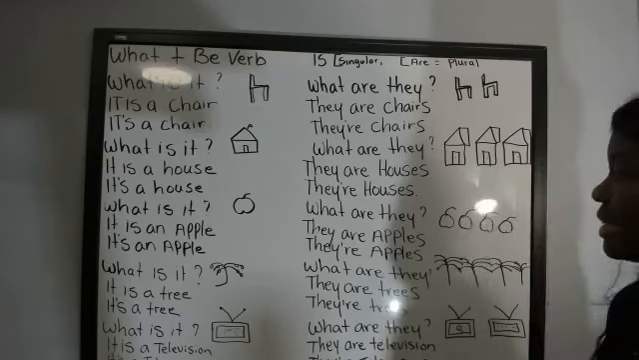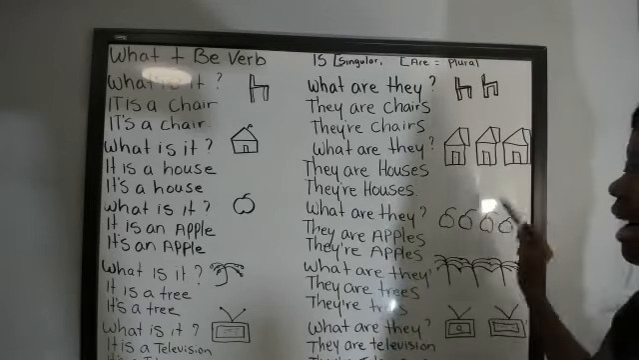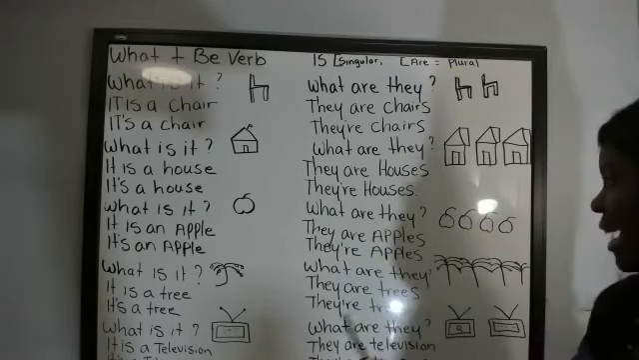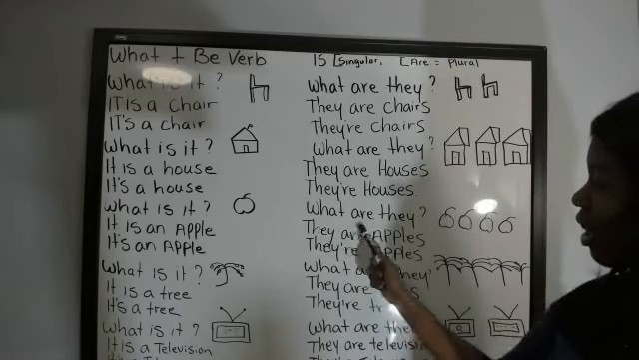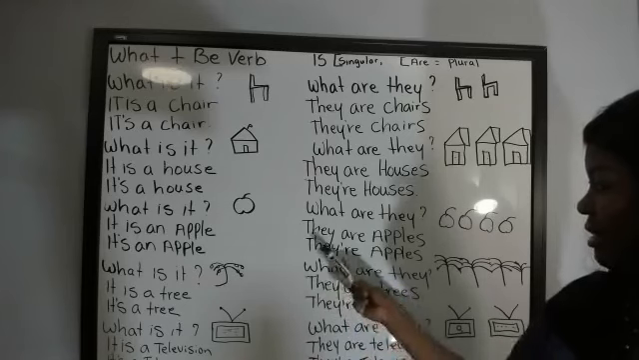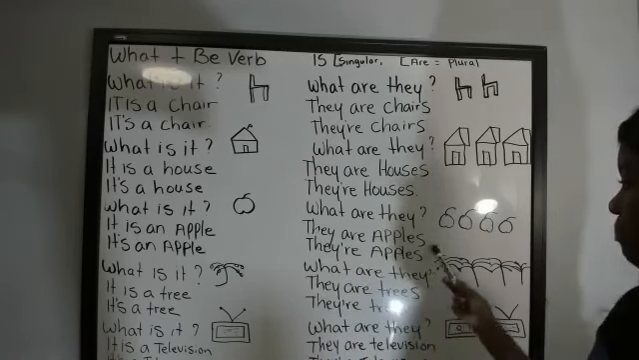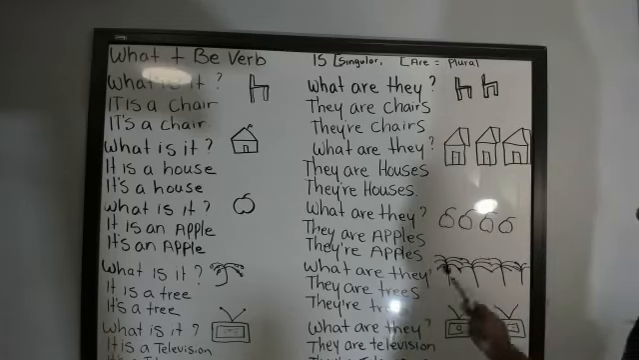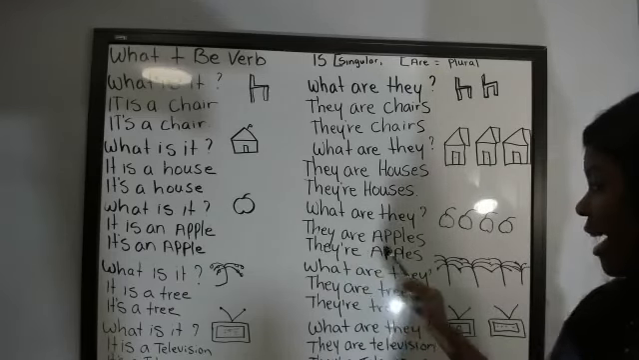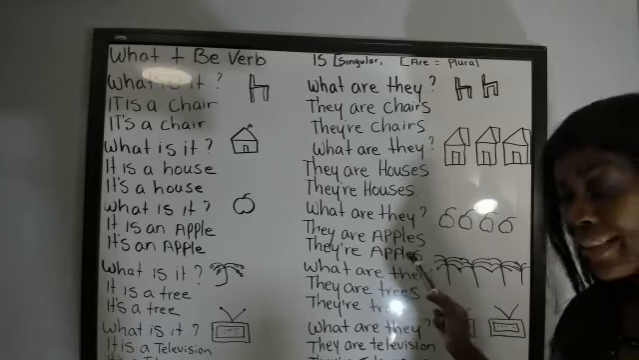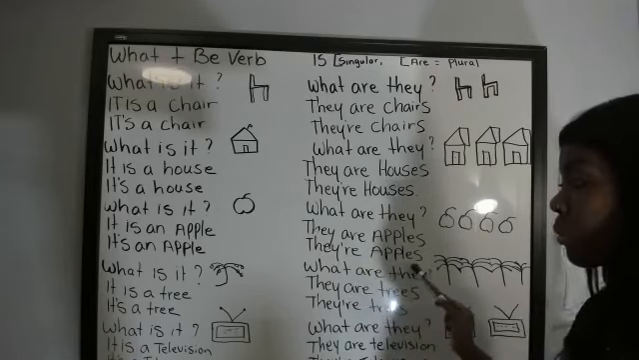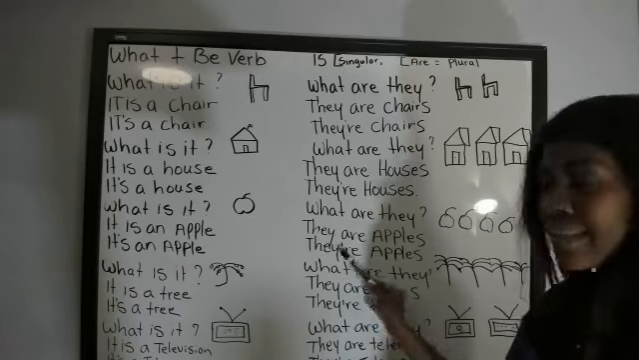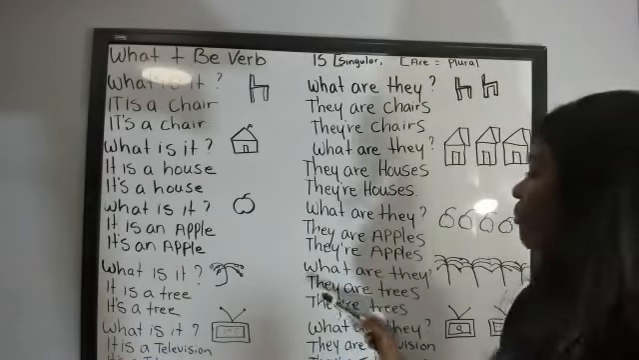These are houses. All right? What are they? They are apples. Again, S, because we have four apples. They are apples. Or you can say they're apples. Contraction form. They are in there means the same thing, all right?